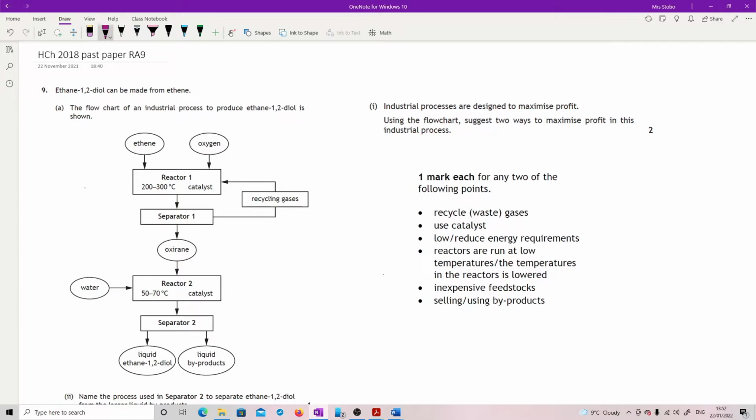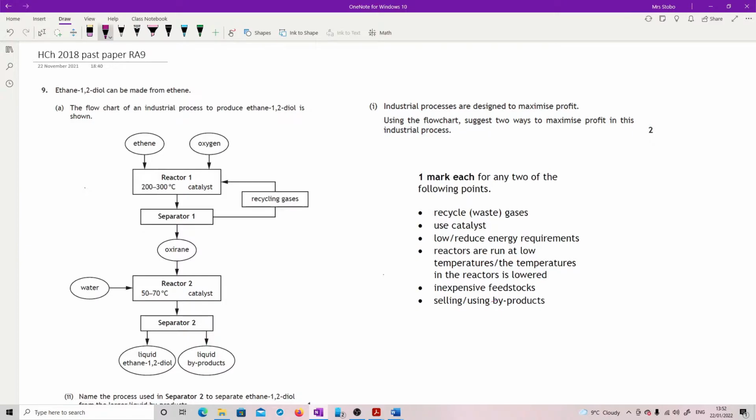Okay, question 9. Ethane 1,2-diol can be made from ethene. A flowchart of an industrial process to produce ethane 1,2-diol is shown. Okay, so we've got our system here. Industrial processes are designed to maximize profit. Using the flowchart, suggest 2 ways to maximize profit in this industrial process.